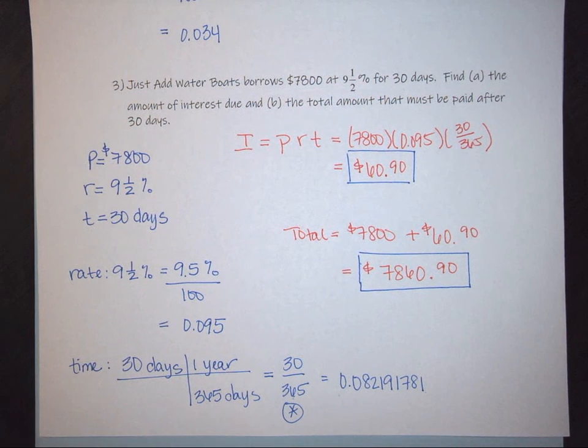So there you have it. You have 3 different types of examples of using simple interest in order to solve your problems. So if you have any questions, please let me know. Otherwise, just simply remember, your rate has to be a decimal and your time has to be in years.